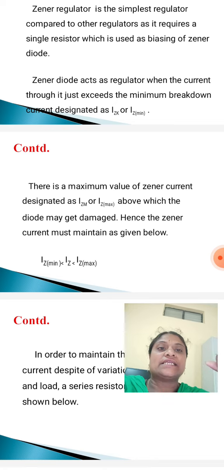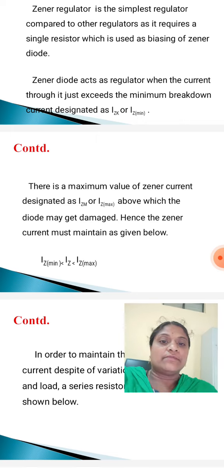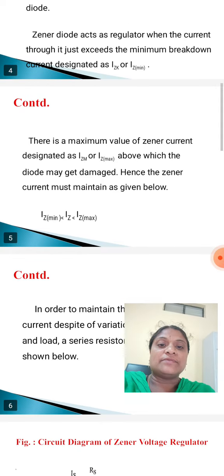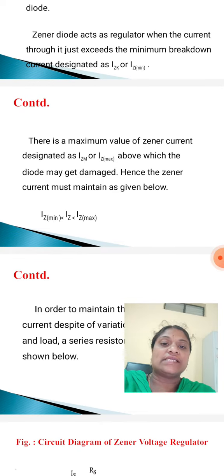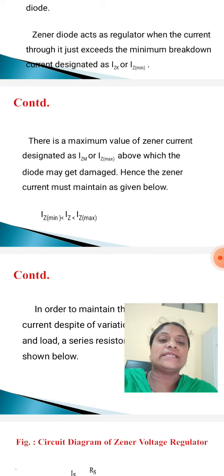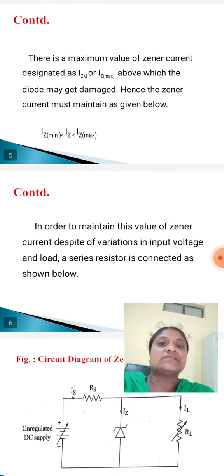Okay, so I repeat this point again. The Zener diode acts as a regulator when the current through it just exceeds the minimum breakdown current designated as IZK or IZ minimum. There is a maximum value of Zener current designated as IZM or IZ maximum, above which the diode may get damaged. Hence, the Zener current must be maintained as IZ minimum less than IZ less than IZ maximum. If this condition is satisfied, the component is not damaged. Otherwise, it gets damaged.